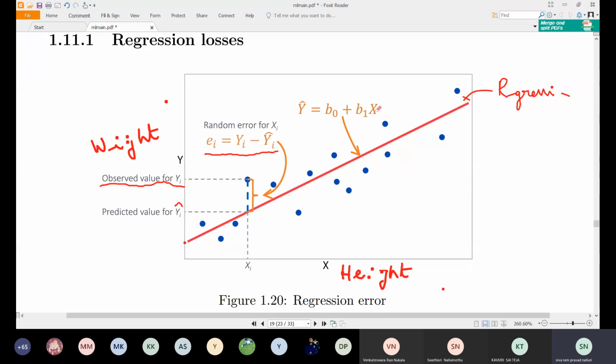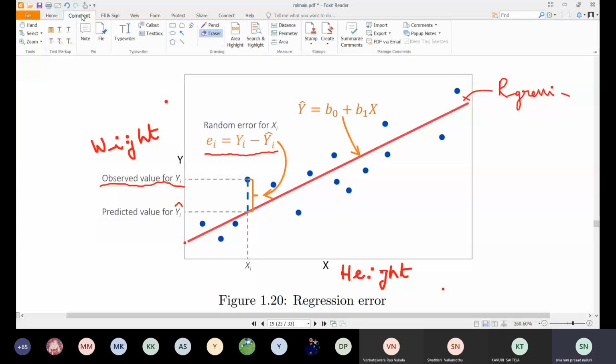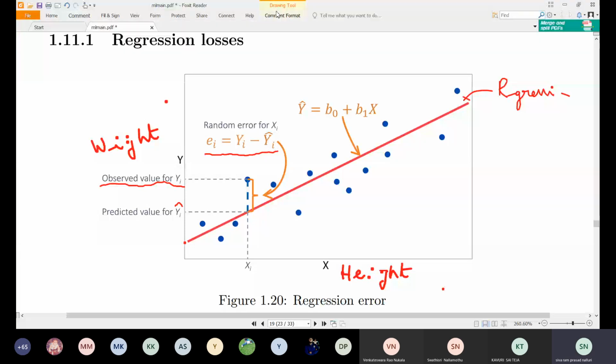Okay, so if you know how to calculate the error, what will be the error for all the observations? This is the error for the ith observation. What is the error for the first observation, or first example? For the first example, the error is this much. This is the error.